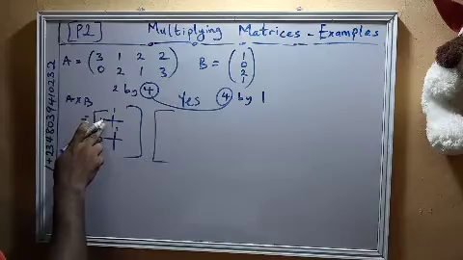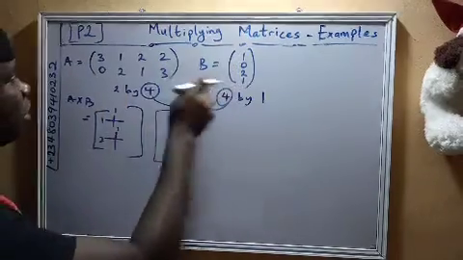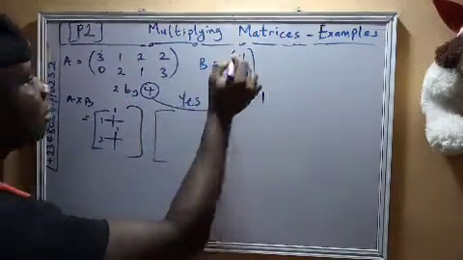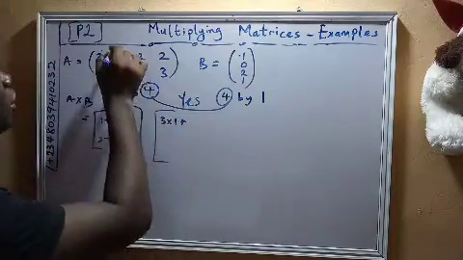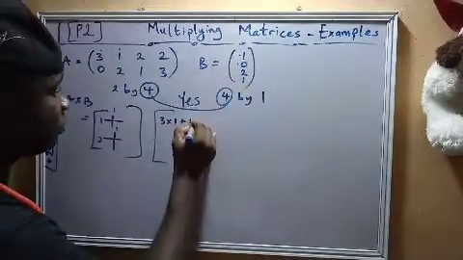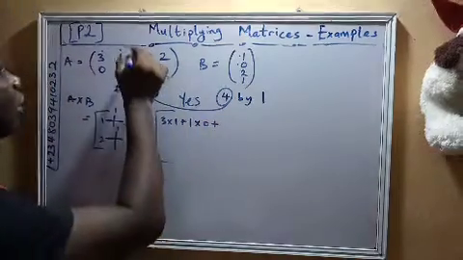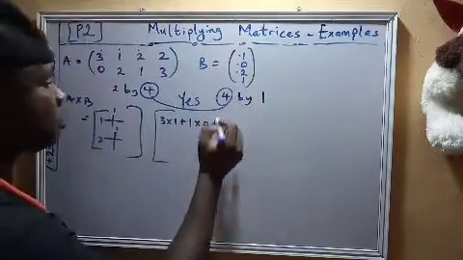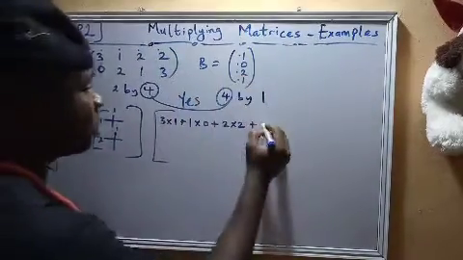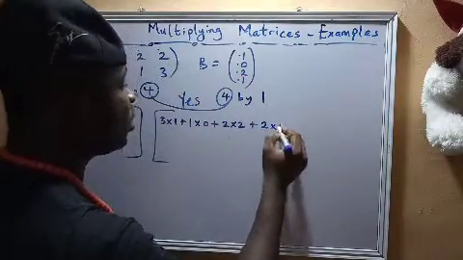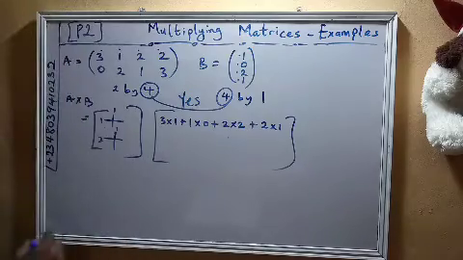Okay, so now the first row is this. The first column is this. So it's going to be 3 times minus 1, plus 1 times 0, plus 2 times 2, plus 2 times 1. Okay, then the next, we've done that.